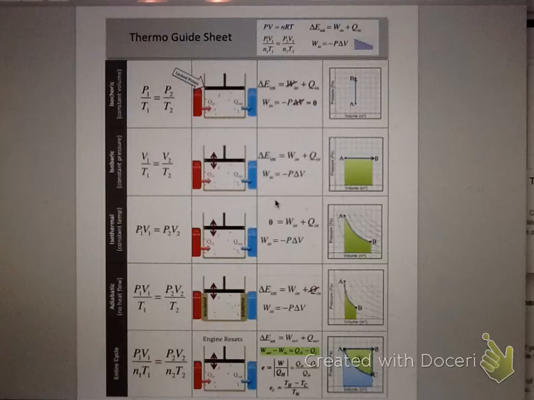Okay, isobaric is constant pressure. The pressure is not changing. In an isobaric situation, you do have work done. In this particular case, if you go from A to B, that's piston out, increase in volume, piston out, work out, negative work.